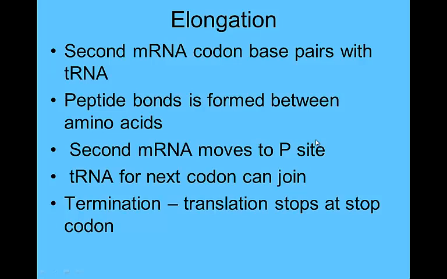So again, just in words, the second messenger RNA codon base pairs with transfer RNA, peptide bonds form, the second transfer RNA moves to the P site, and the transfer RNA for the next codon can join.